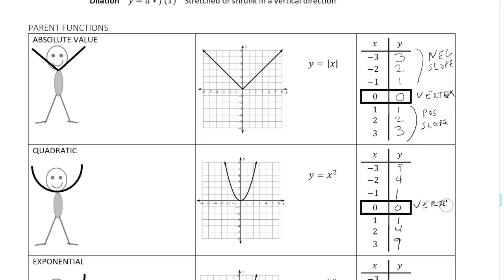Thus the quadratic function also has a vertex at 0, 0. Slopes, however, are curving instead of straight. The slope continues to change. On the left side it is negative. On the right side it is positive. Thus the difference between the absolute value function and the quadratic function is the absolute value function is a V-shape made of straight lines with constant slopes, and the quadratic function is a curved shape with changing slopes.